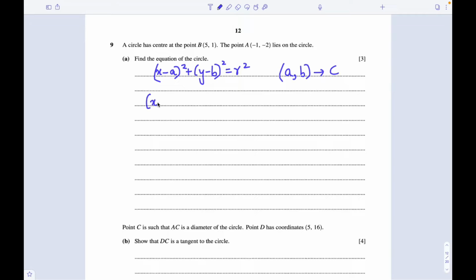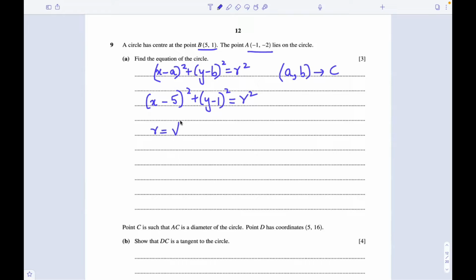So we have the center as (5, 1). So we can write (x minus 5) whole squared plus (y minus 1) whole squared is equal to r squared. Now, what we need to understand is that this is the center and this is a point that lies on the circle. So the distance between these 2 points will be the radius. So we can find the radius by using the distance formula.